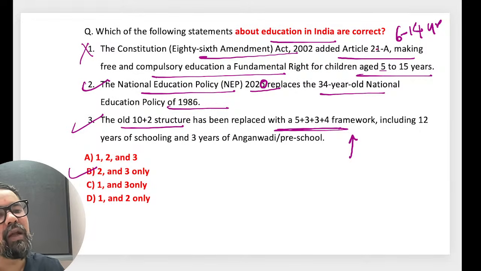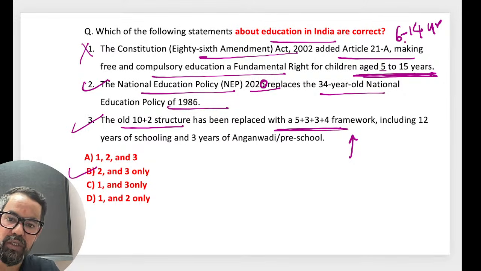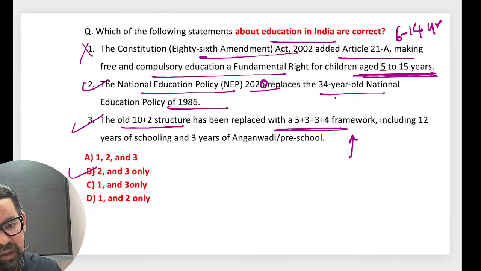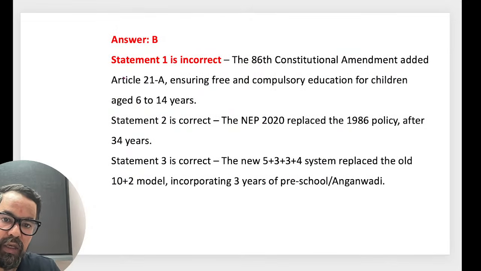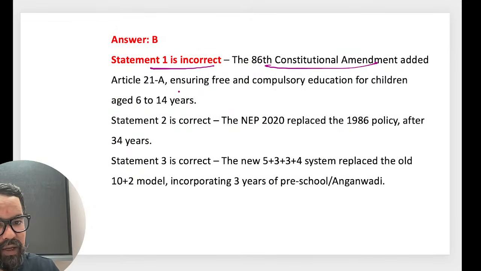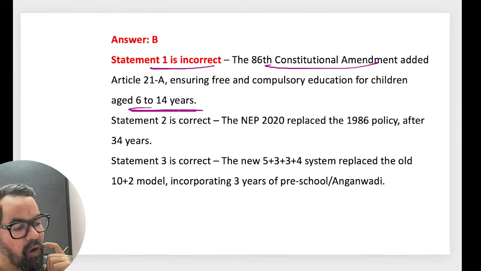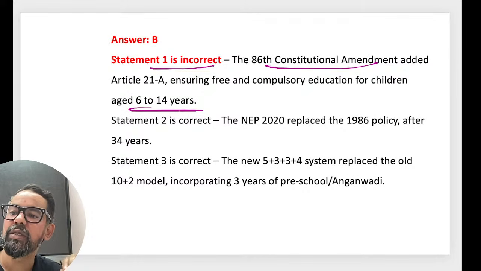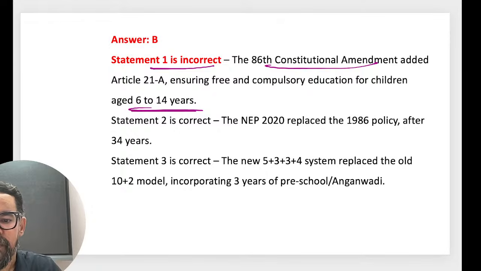Right to education, everything is fine, but you missed the last part, I guess. So this is 6 to 14 years. Everyone is saying A. The statement 1 is wrong here. Please take care. In statement 1 everything was fine, but it is 6 to 14 years right to education, the fundamental right for the age group between 6 to 14 years. Right, chalo next one.